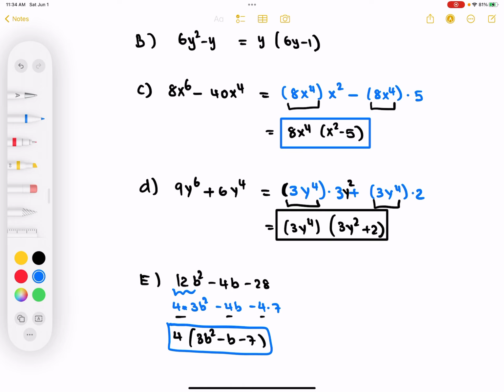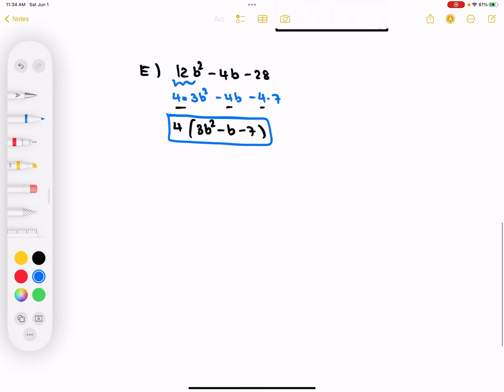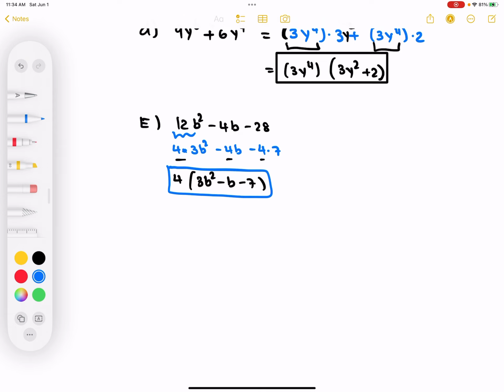But remember that some polynomials may not be factorable. For example, let's see an example of this. F: m squared minus 3m minus 3. So you cannot factor this polynomial, right? There is no common factor between these three terms, so you can conclude that the polynomial cannot be factored.